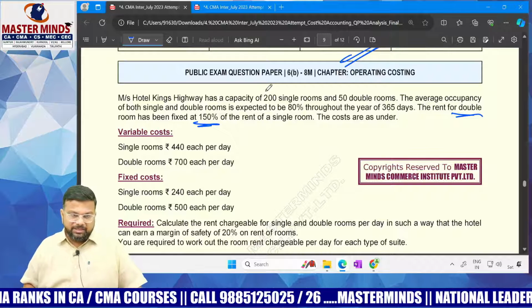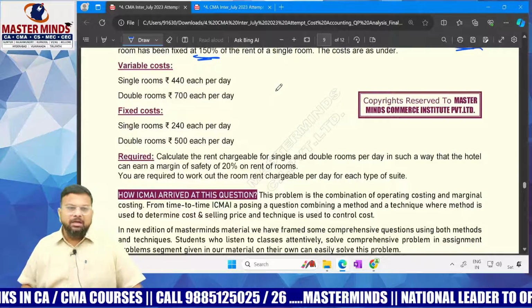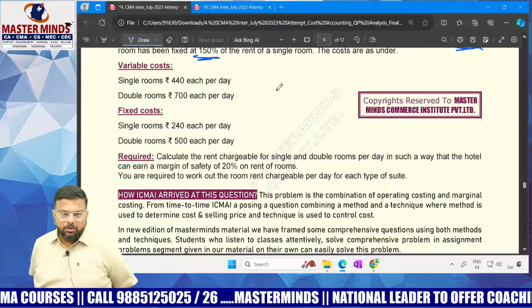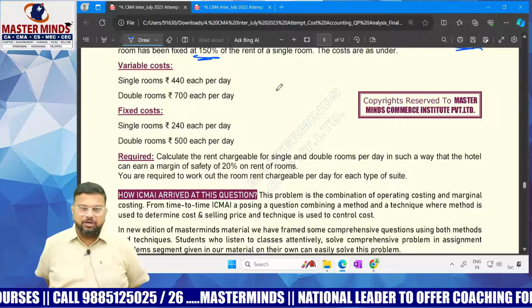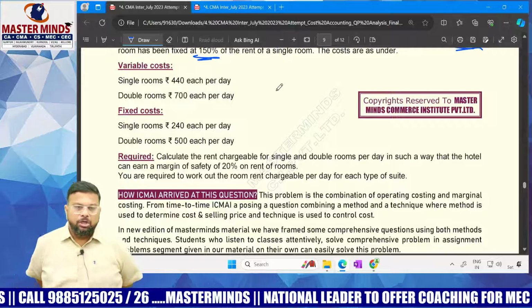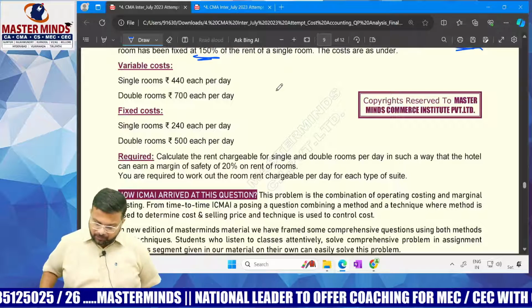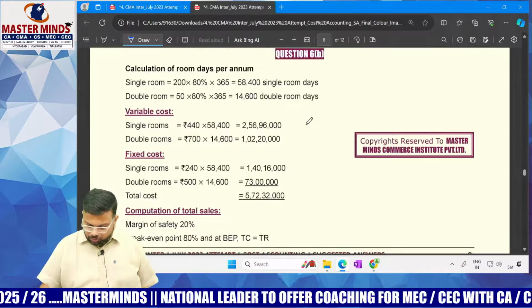Okay, right. Next, required: calculate the rent chargeable for single and double room per day in such a way that the hotel can earn a margin of safety of 20% on the rent of rooms. You are required to work out the room rent chargeable per day for each type of suite. So how to do the problem?